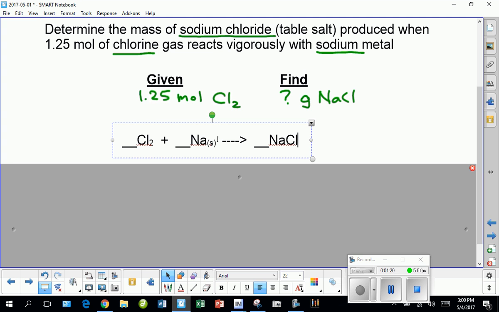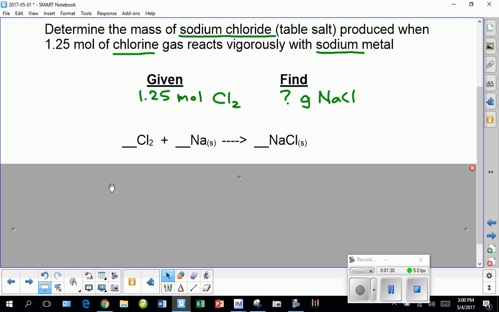And this one is also going to be a solid. So I'm just going to copy this over here. Okay, so I've got it set there. Who thinks they can balance it? Go for it.